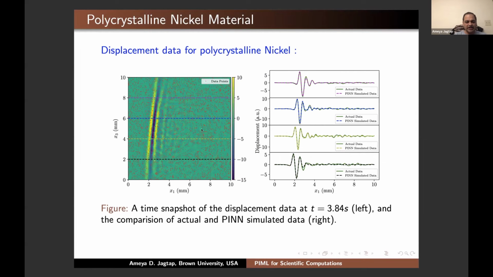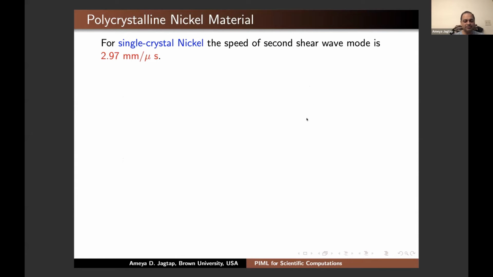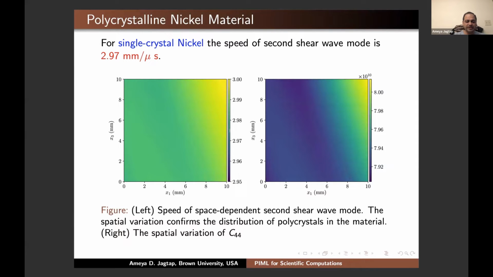If you see the results given by PINN, on the left-hand side you can see the data points in red, where we know the displacement, and that's the wave traveling through the material. It's a 5 megahertz frequency wave. You can see the actual data in green and the PINN simulated data in dashed lines with different colors, which are matching perfectly. Then it gives the compliance coefficient. In this case, for single crystal nickel, the shear wave mode speed is 2.97 millimeter per microsecond. And that's the result which we get from PINN.